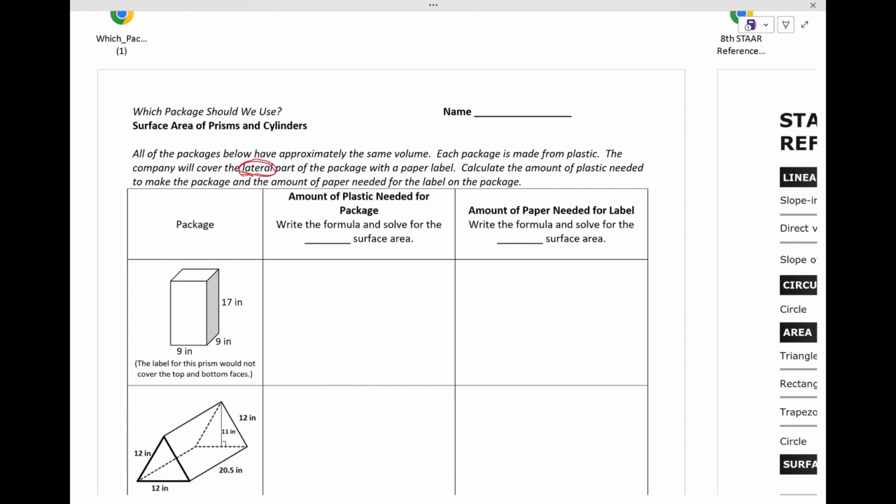The lateral part of the package with a paper label. Calculate the amount of plastic needed to make the package and the amount of paper needed for the label on the package. Okay, so the lateral part, the lateral surface area, is going to correspond with our paper label. And then the whole package is made out of plastic. So this is going to refer to the total surface area. Okay, that's the total surface area. Remember, the word total is a key word. Same thing with lateral, the two types of surface area.